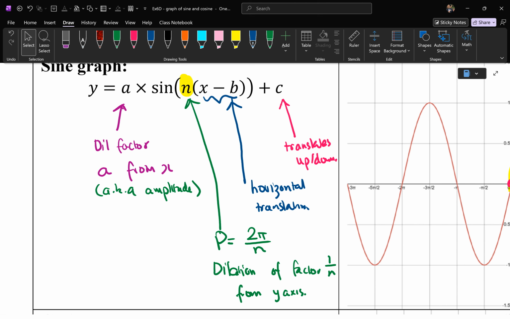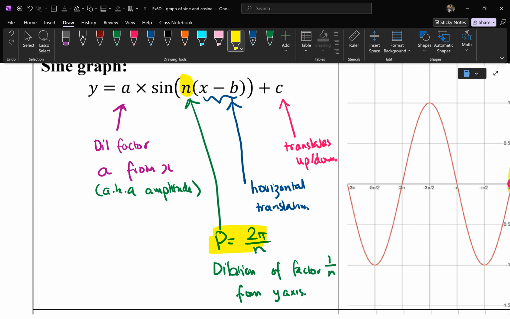N is also a dilation. It's a compression from the y-axis. That's why it affects your period, so how long it takes to make one cycle. That's why it's times by 1 on n, and hence the formula is 2 pi on n. That's where it comes from. And lastly, x minus b moves the graph left or right. Okay, so all the transformations are the same.